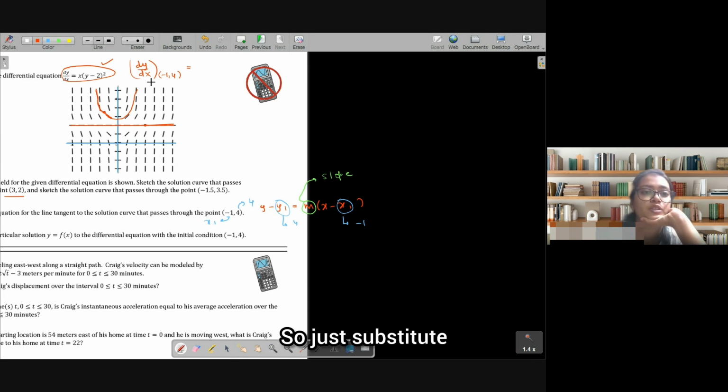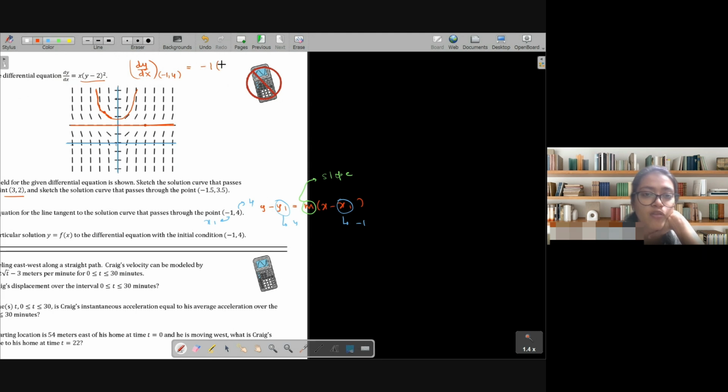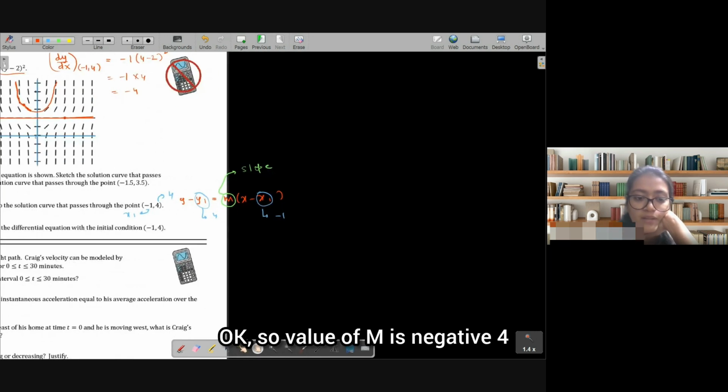Okay, so just substitute x as -1 and y as 4 in this expression. So -1 times (4 minus 2) whole square. 4 minus 2 is 2, 2 square is 4. So that's -4. Okay, so the value of m is -4.